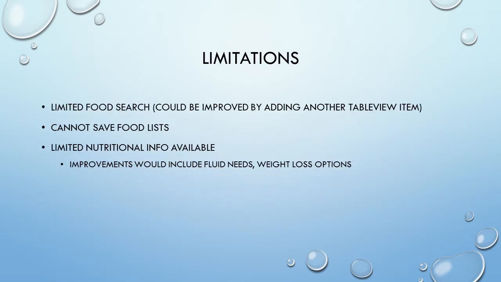There are a few limitations to the app. One of them being the food search is fairly limited. Basically how it works is it takes the food name that you entered and returns the first value that it finds in the database. So this could be improved by taking, say, the first 5 or 10 items that are returned from the database and displaying them in a table view, so you can manually select which one you want to use. That would just add a little bit more functionality to the app.